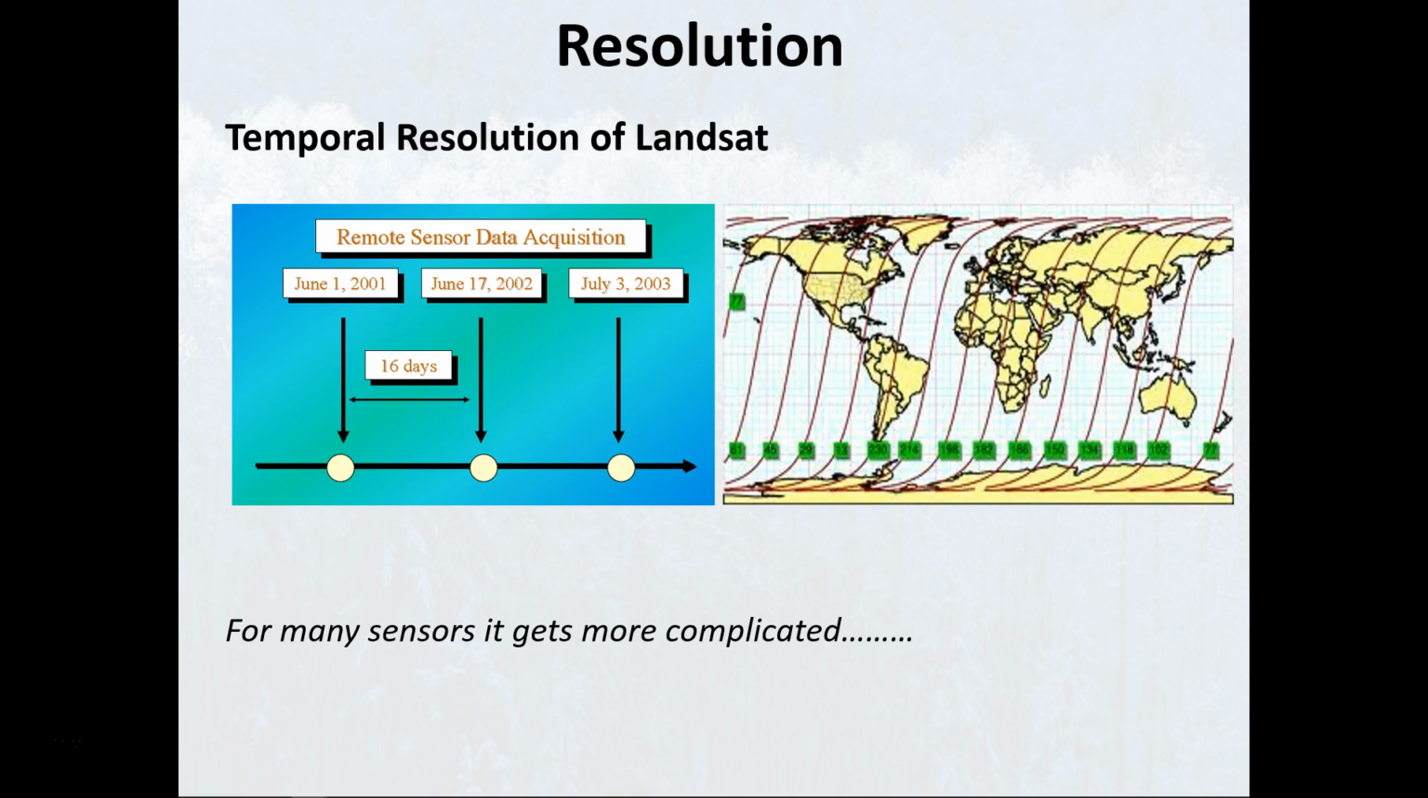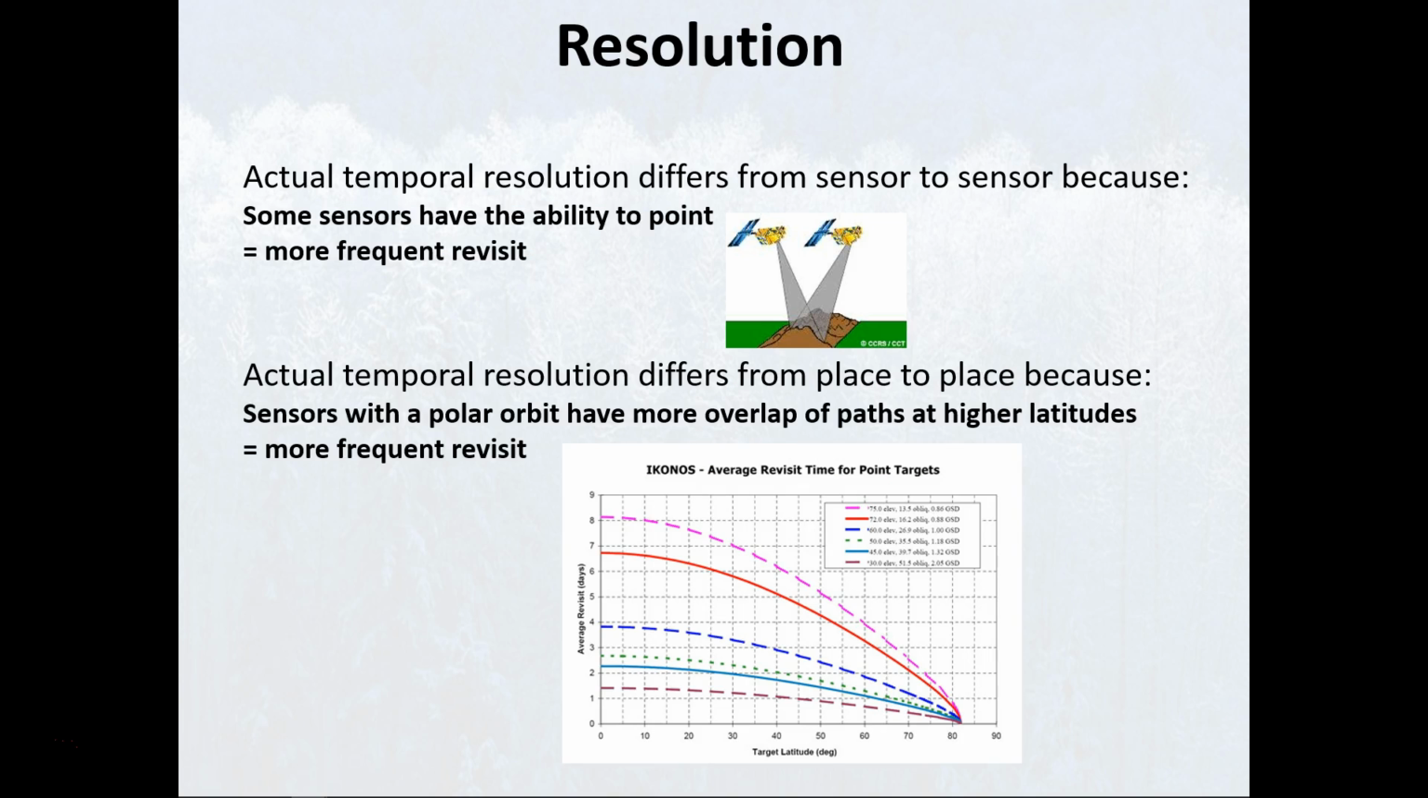Now, I've already mentioned Landsat multiple times in the context of revisit time, but just in order for you to visualize it here on the right, that's the sort of orbit path. But for many sensors, it's much more complicated than that, just that 16-day revisit time. Some sensors have the ability to point, so I mentioned there are sensors out there where the temporal resolution is on the order of 1 to 5 days. That's because if you have the ability to point, you can image the same spot more often than if you are not able to point.